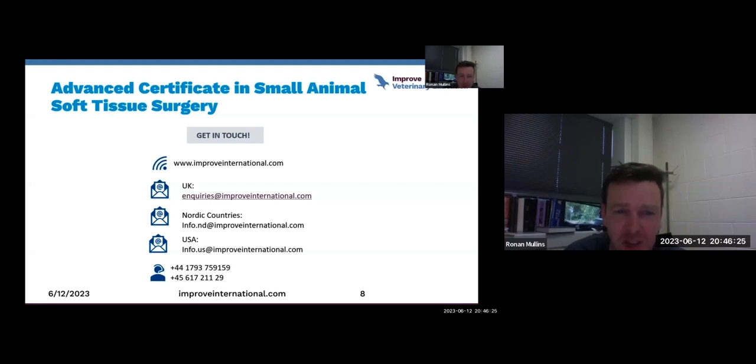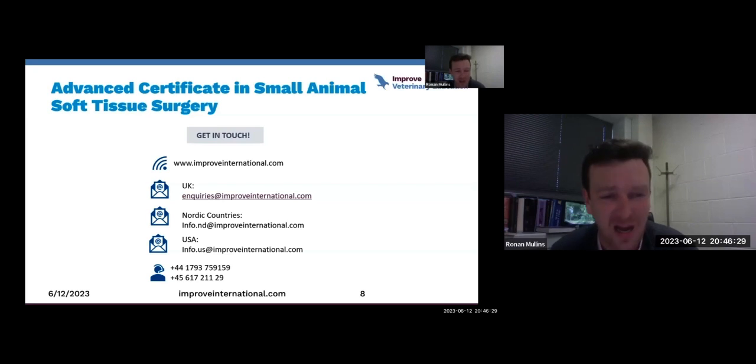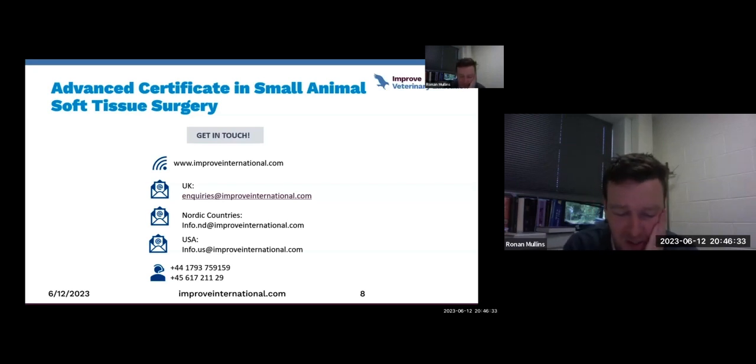In terms of restriction of activity, we certainly rest these patients. I guess in terms of what that means, the owner would provide definitely housebound rest. So the patient would be housebound, likely room bound. Obviously, they can be provided with short lead walks. I just take it nice and easy basically for the first 2 to 3 weeks post-operatively.